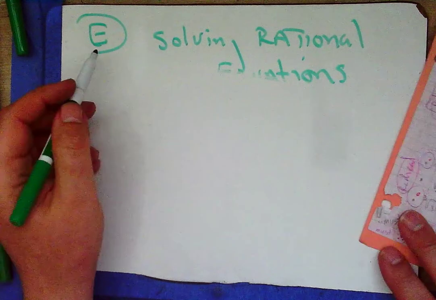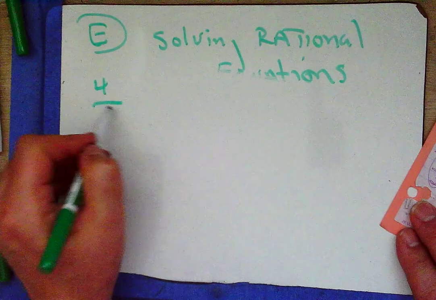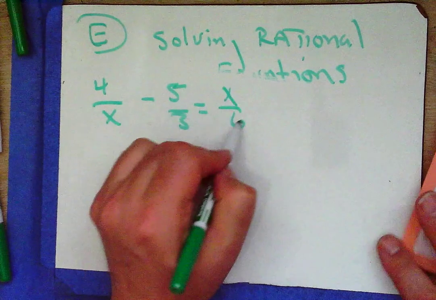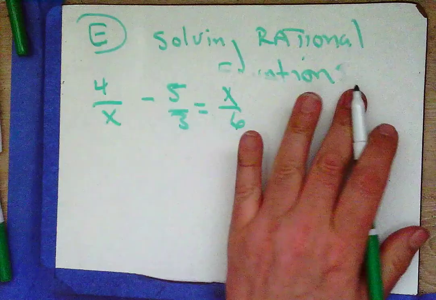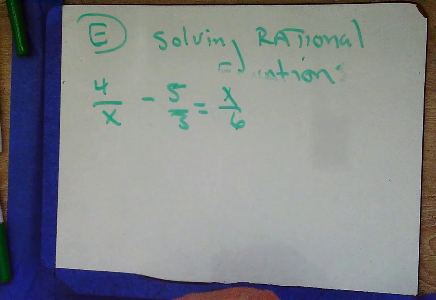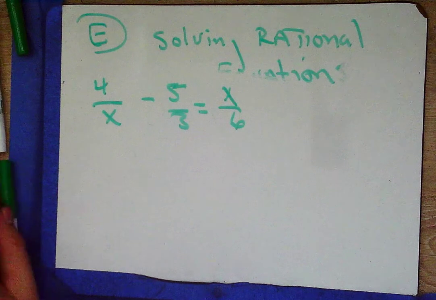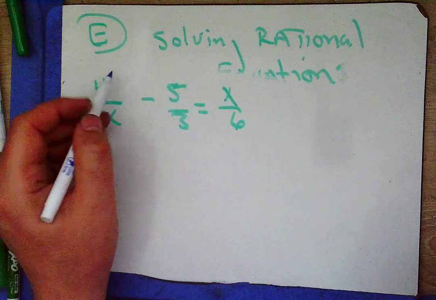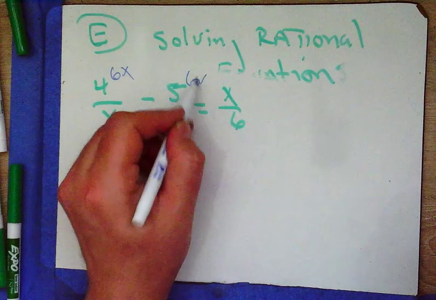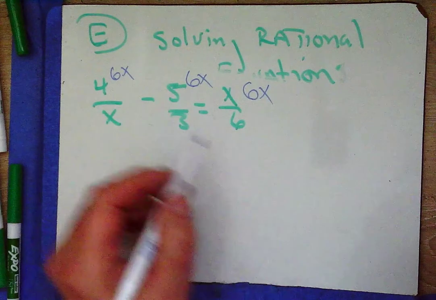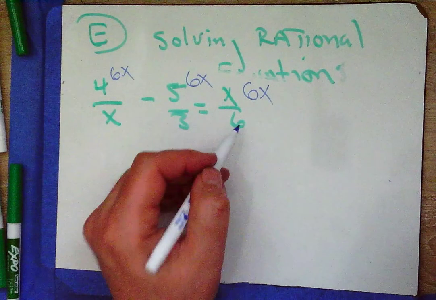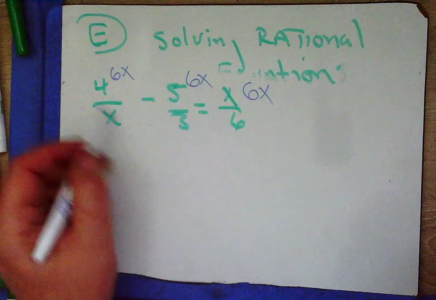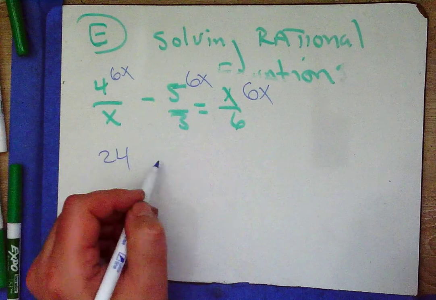Okay. How about 4 over x minus 5 over 3 equals x over 6? Well, rational equations are these fractiony ones, and we said what we should do is multiply by the least common denominator. In this case, the least common denominator is 6x. Because 3 goes into it, 2 goes into it, 6 goes into it, and x goes into it. So when I multiply everywhere by 6x, here the x's cancel, and I'm left with 24.